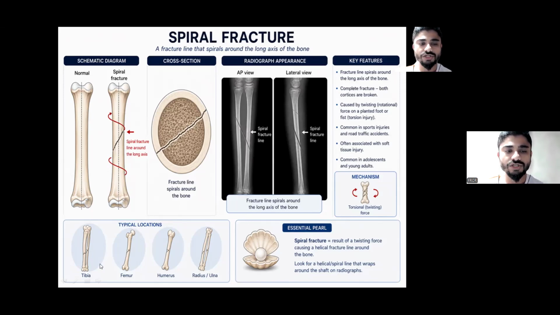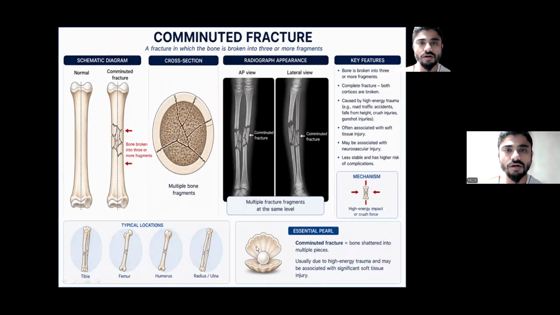Common locations are mid portion of tibia, fibula, femur, humerus, and radius and ulna. Now we are moving to the comminuted type of a complete fracture. This is a kind of complete fracture where the bone is broken into 3 or more pieces. If you see a fracture line and there are bony fragments 3 or more in number, then you label it as comminuted fracture. Here you can see multiple fracture lines, almost 6-7 bony pieces. That is the reason we are labeling it as a comminuted fracture.